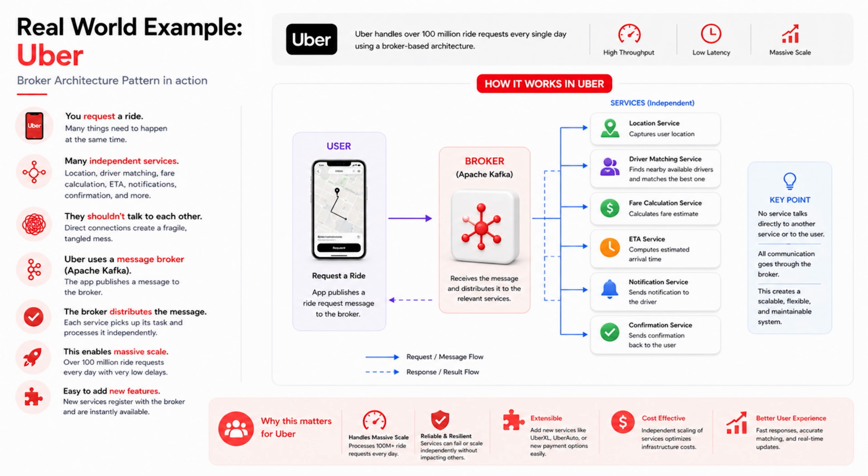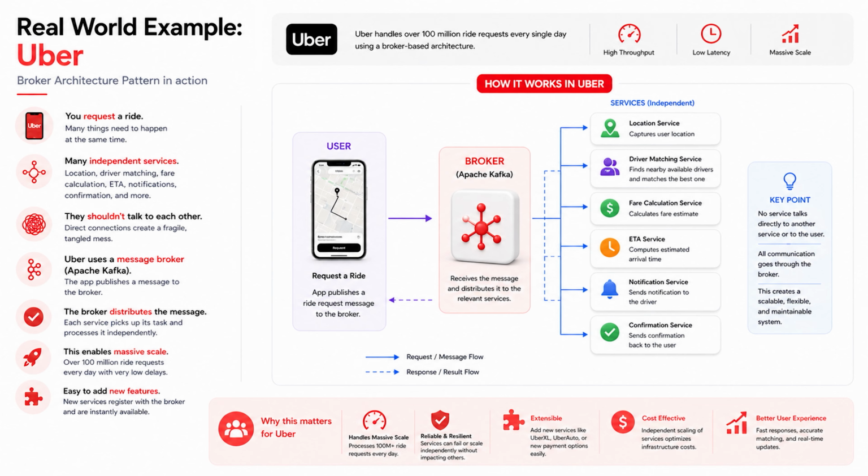Now here is the key point. None of these steps can happen one at a time while you wait. And none of these individual services, the driver matching service, the fare calculation service, the notification service, should be directly talking to each other. That would create exactly the kind of fragile, tangled mess we described earlier. Instead, Uber uses a message broker, specifically Apache Kafka, to coordinate all of this. When you request a ride, the app publishes a message to the broker. The broker then distributes that message to the relevant services. Each service picks up the part of the task it is responsible for and processes it independently.